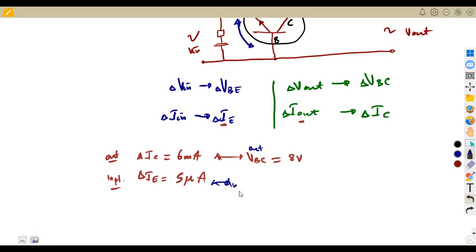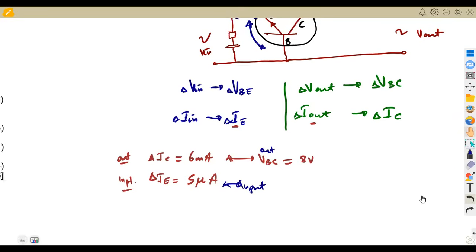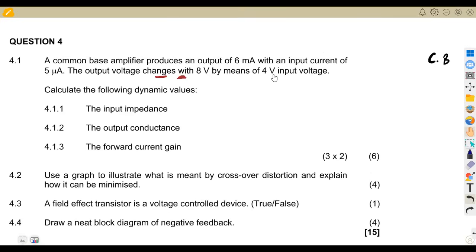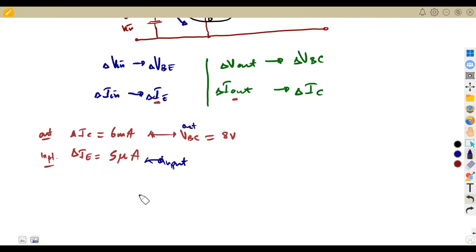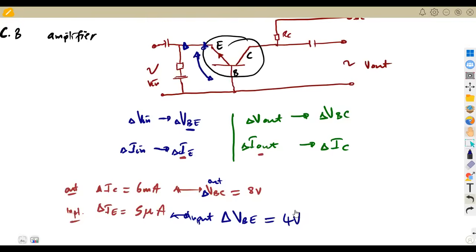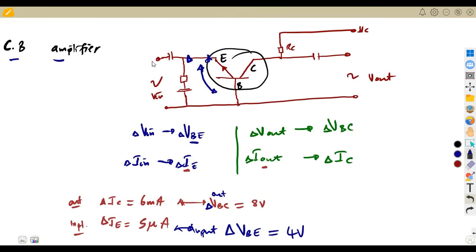At the input, we are given a 4 volt input voltage. The change of input from 0 to 4 will be a change of 4. At the input it's VBE, so we are given the value of VBE, which is 4 volts. This is what you need, because you are dealing with a common base amplifier. Know the characteristics there so that you know which voltage to use.